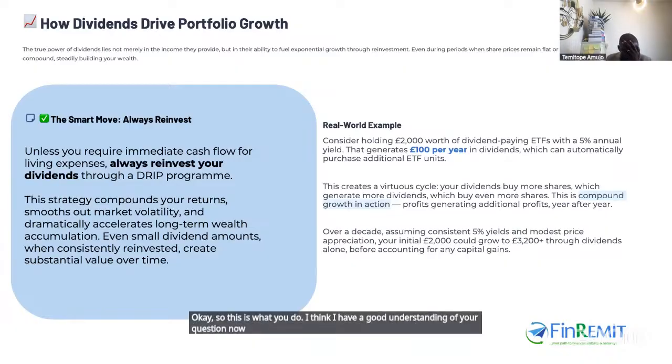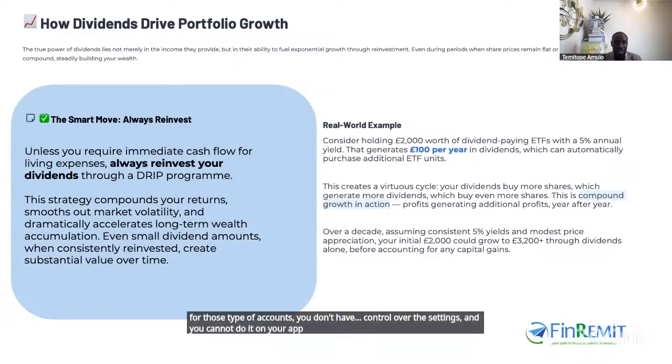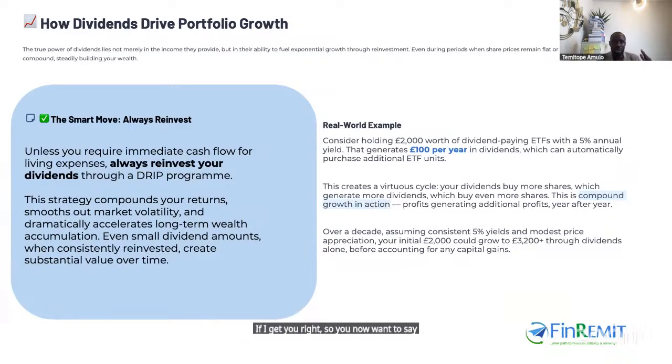I think I have a good understanding of your question now. To recap, you have bought the share, but the dividend, I remember that some months ago, I just received a message from GTB that they had credited me with the dividend. So this is what you can do. For those types of accounts, you don't have control over the settings and you cannot do it on your app, because it's not digitized, if I get you right. So you now want to say, okay, GTB, going forward, don't send me my dividend again, only keep it in my account and reinvest for me.